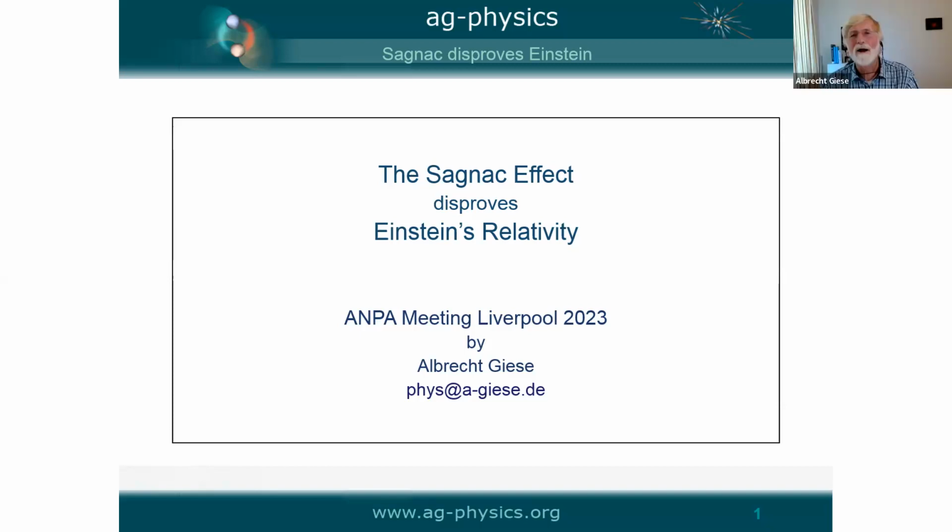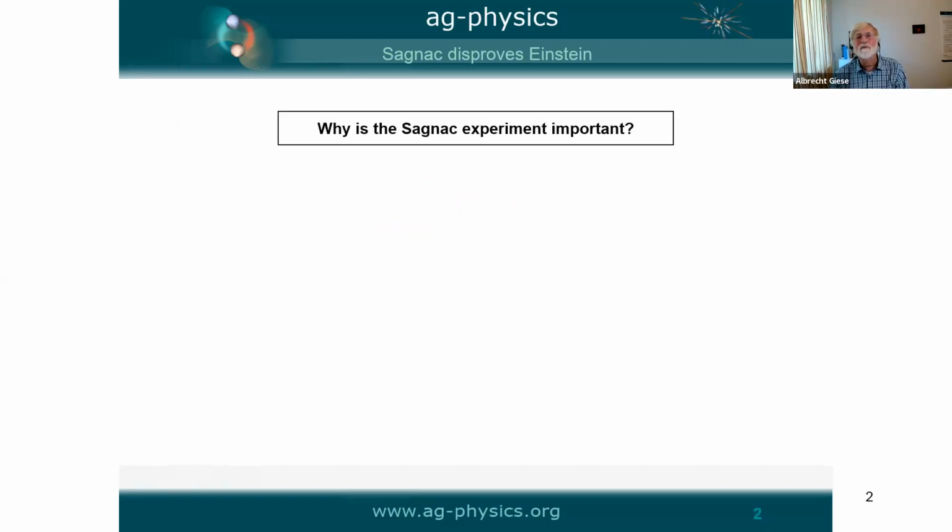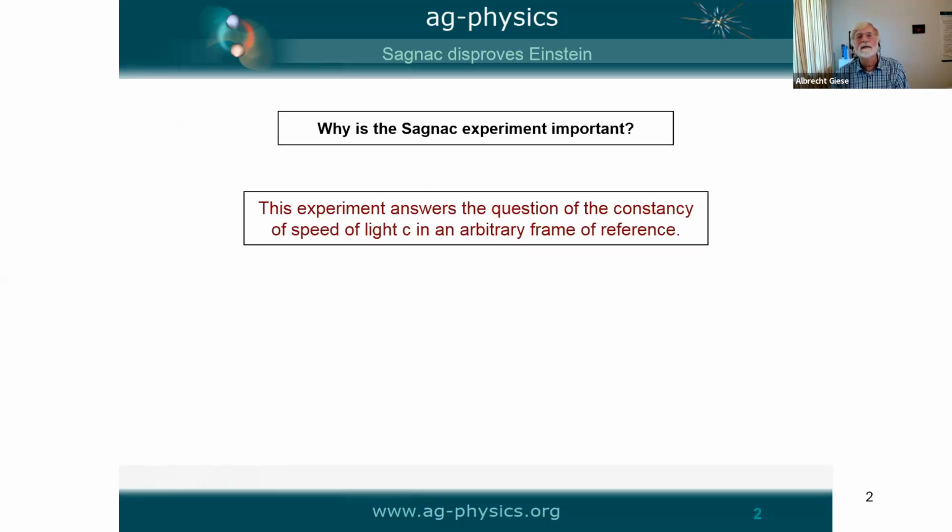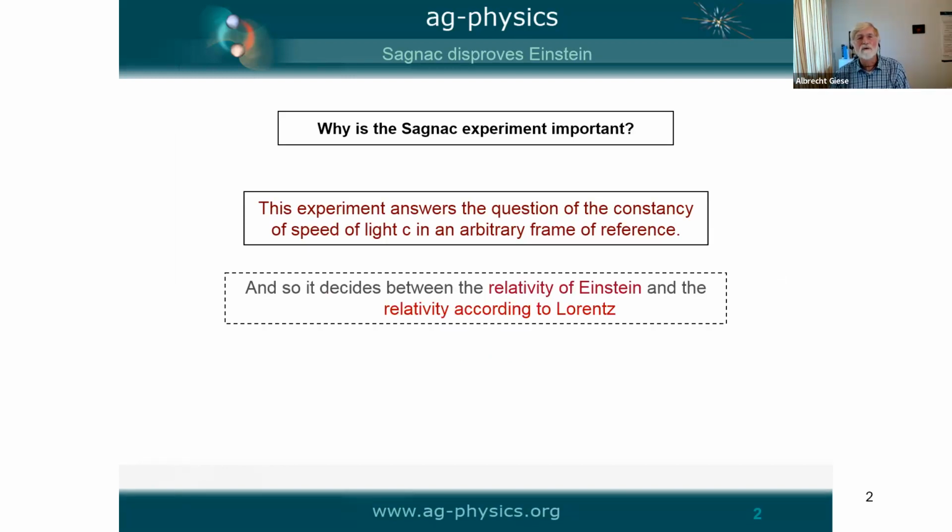Hello and greetings to you all. Well, about the Sagnac effect: the Sagnac effect is presently an important one, to my feeling. Why is this Sagnac experiment important? This experiment answers the question of the constancy of the speed of light in an arbitrary frame of reference. And so it decides between the relativity of Einstein and the relativity according to Lorentz.